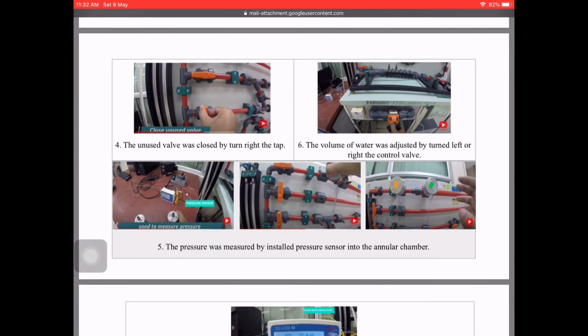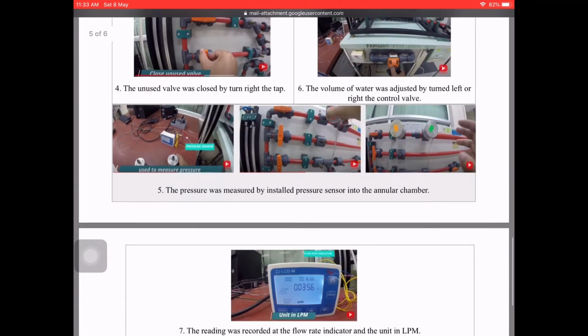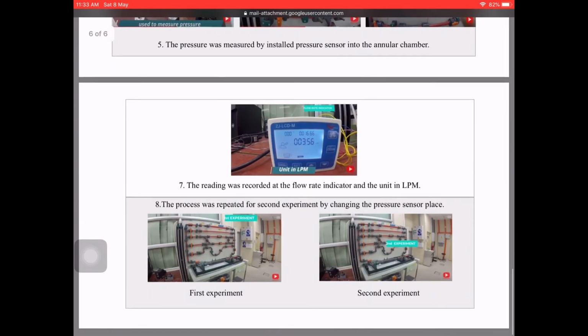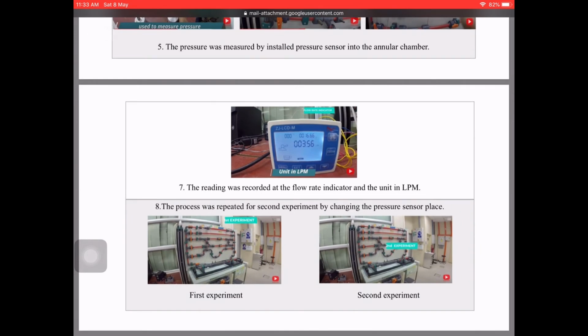Number 5, the pressure is measured by installing the pressure sensor into the annular chamber. Two pressure sensors must be installed. Number 6, the volume of water is adjusted by turning the control valve left or right. Number 7, the reading is recorded at the flow rate indicator and the unit is LPM. The process is repeated for the second experiment by changing the pressure sensor place.